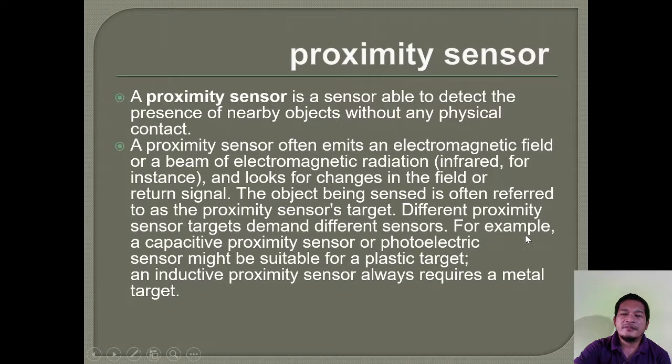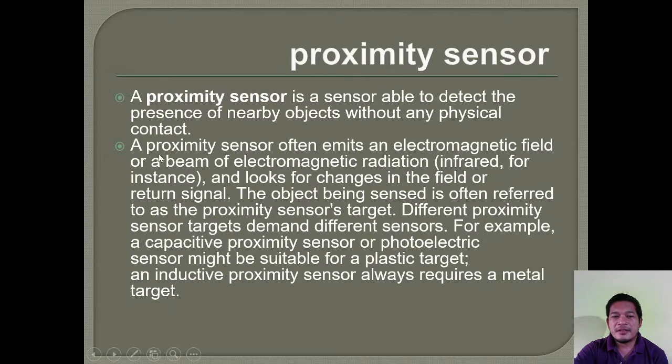Then we have another sensor, which is what we call the proximity sensor. A proximity sensor is a sensor able to detect the presence of nearby objects without any physical contact. Examples are IR or PIR, the motion sensor, it is possible.